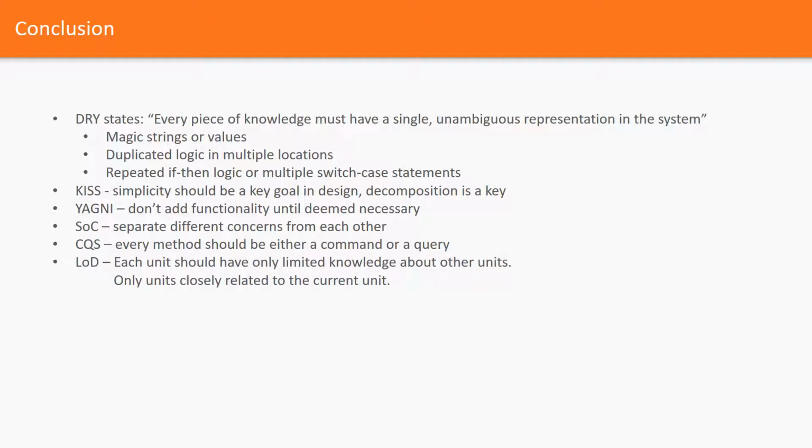A general formulation of the Law of Demeter is the following: each unit should have only limited knowledge about other units, only units closely related to the current unit. Or, each unit should only talk to its friends, or don't talk to strangers. The principle of least astonishment underlies a great number of other principles and techniques. This principle states that a component of a system should behave in a manner consistent with how users of that component are likely to expect it to behave.